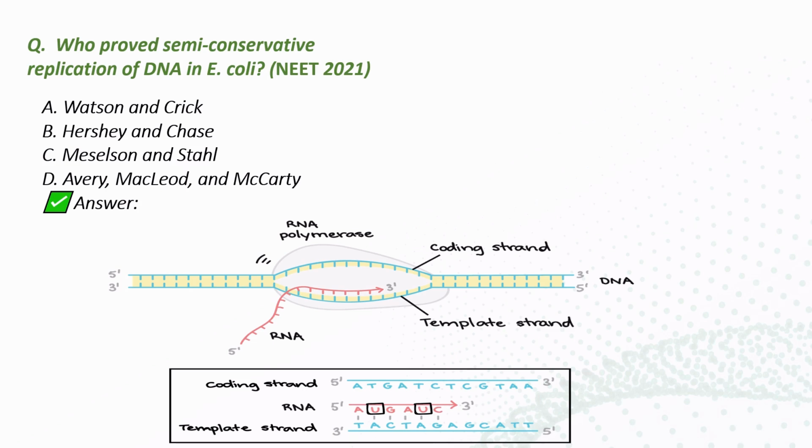We know that in E. coli you can see semi-conservative replication. The correct answer is Meselson and Stahl. These are the scientists who proposed semi-conservative replication of DNA in E. coli. Watson and Crick gave us the double helical DNA, and there are also the Hershey and Chase experiments. But Meselson and Stahl are the scientists who proved that semi-conservative replication occurs in the DNA of E. coli. Okay, we will move on to the next question.